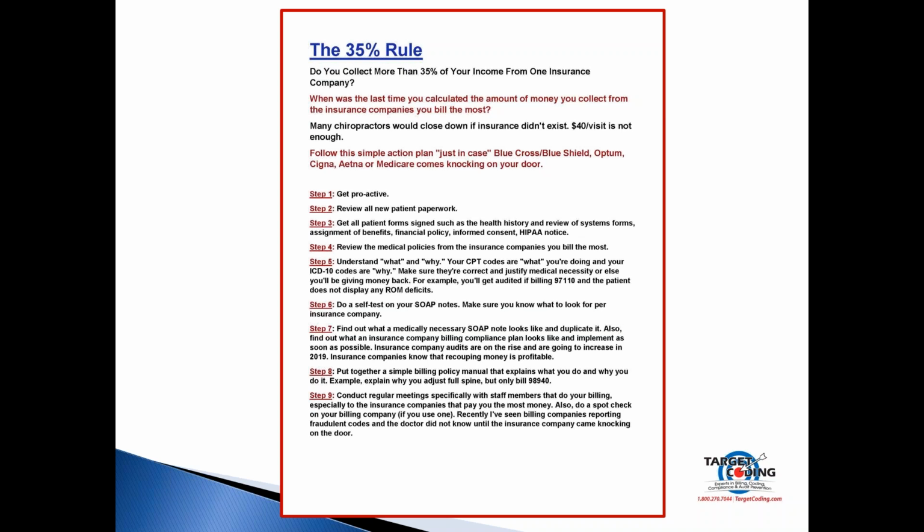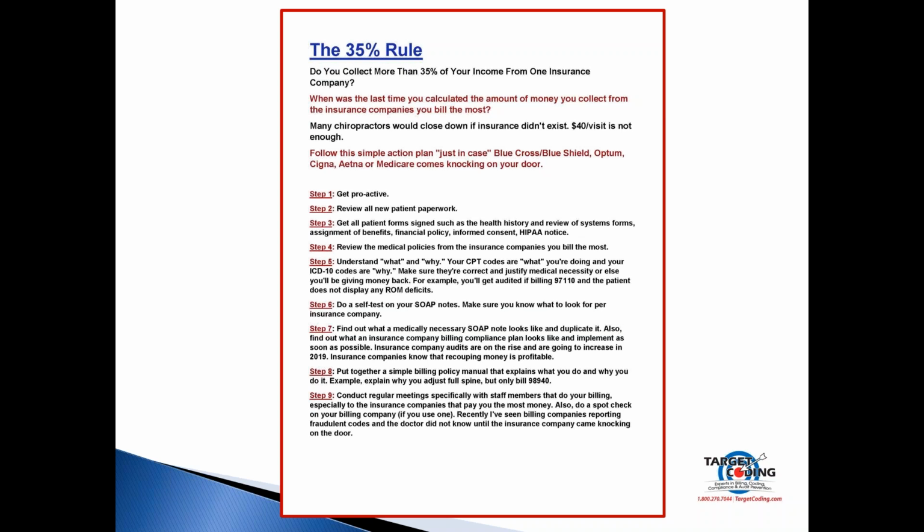on your door. Step 1, get proactive. Step 2, review all new patient paperwork. Make sure the patient signs all the forms, like the review of systems, your health history, assignment of benefits, financial policy, informed consent, your HIPAA notice. Step 4, review the policies from the insurance companies you bill the most on chiropractic and if you do physical modalities and rehab procedures. Step 5, understand the what and the why.